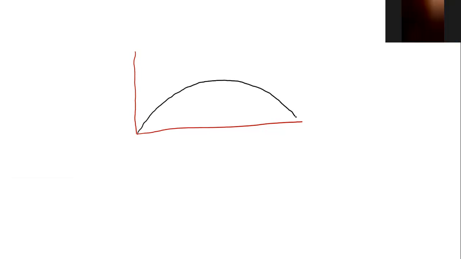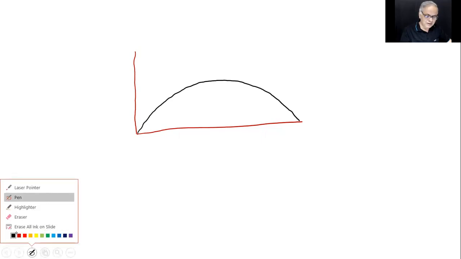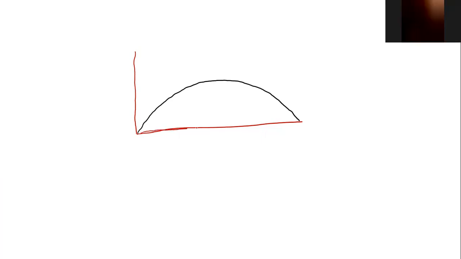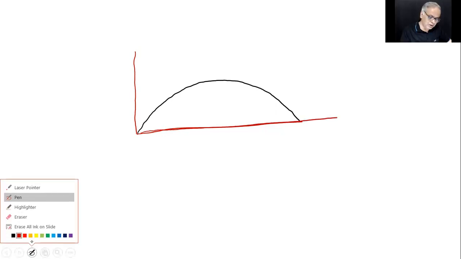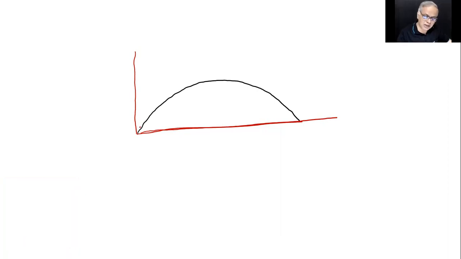So I'll put the parabola first to make it look nice. This is the x-axis. Now let me put my velocity. Which way? Tangential to the path. Instantaneous velocity all the time along the tangent was the statement we made in kinematics. So this is my initial speed.